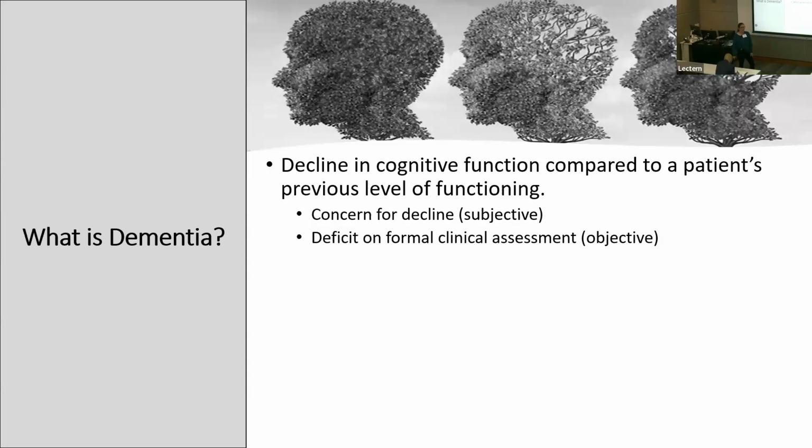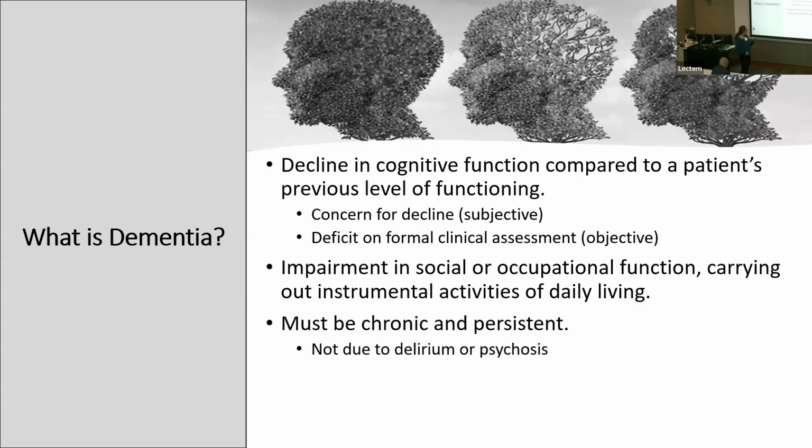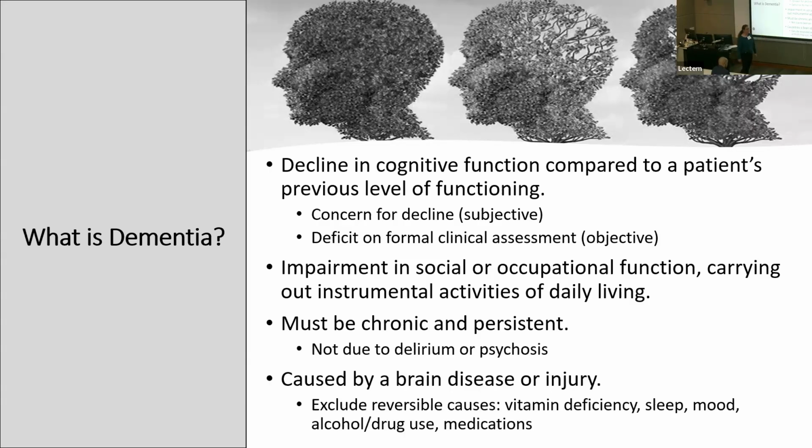We also have to show a direct formal impairment on clinical assessment, looking at cognition. These cognitive difficulties must progress to a point where it's now impacting their daily life. Kind of like depression, you can feel depressed, but until it starts to impact your daily life, you don't meet criteria for depression. It's the same kind of concept here with the syndrome. These changes must be chronic and persistent. It's not due to a UTI or delirium or psychosis. And then it's presumed to be caused by a brain disease or injury. So we have to exclude all these reversible causes like vitamin deficiency, sleep, mood, alcohol, medications.